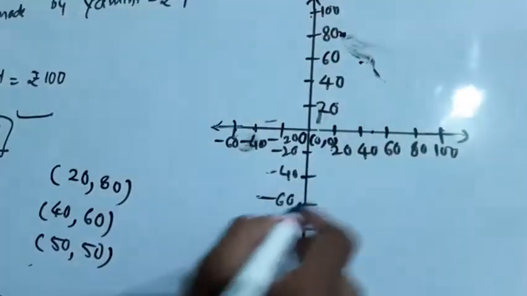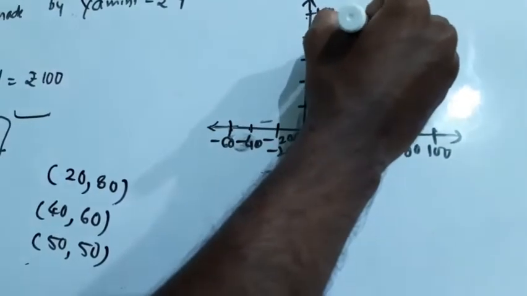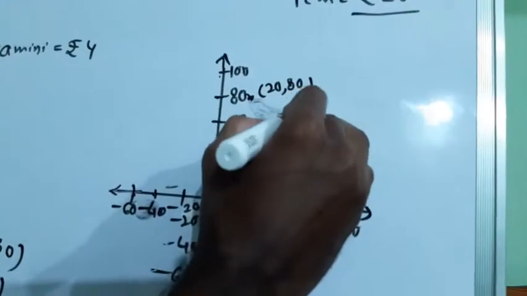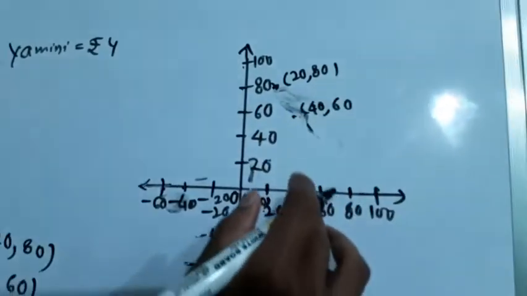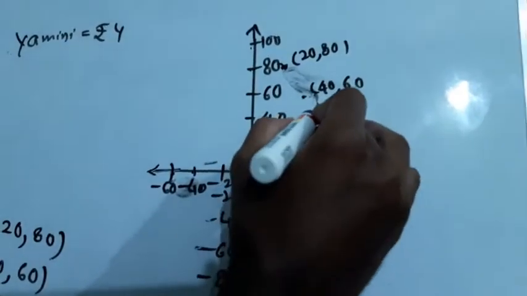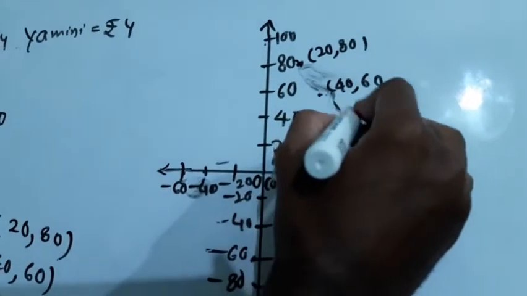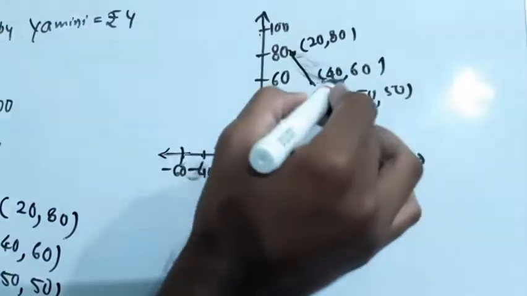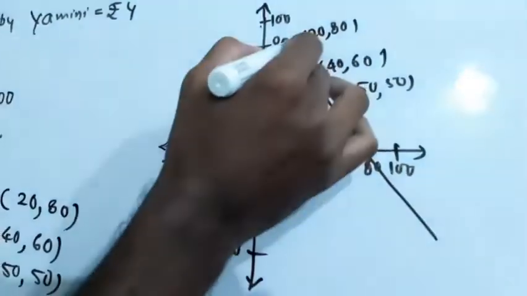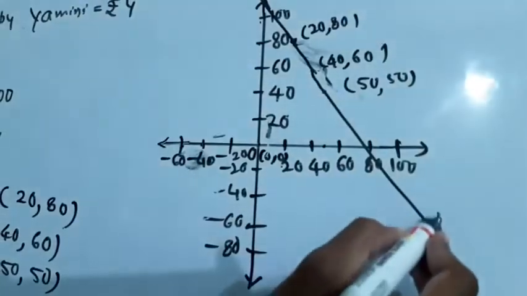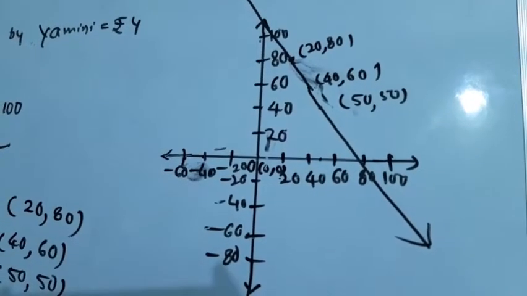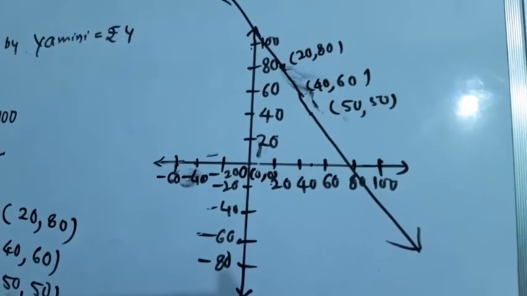This point is 20, 80. What about this point? This will be 40, 60. What about this 50, we need to join them. So this will be the graph for this particular question.